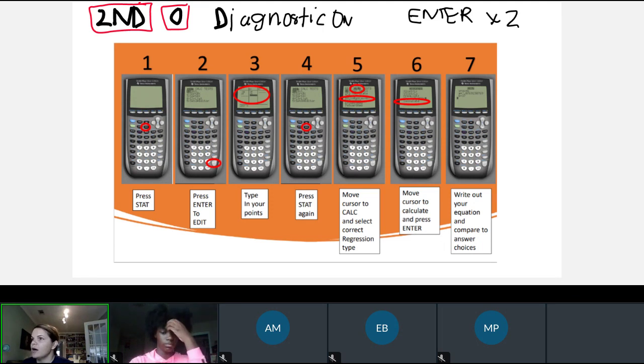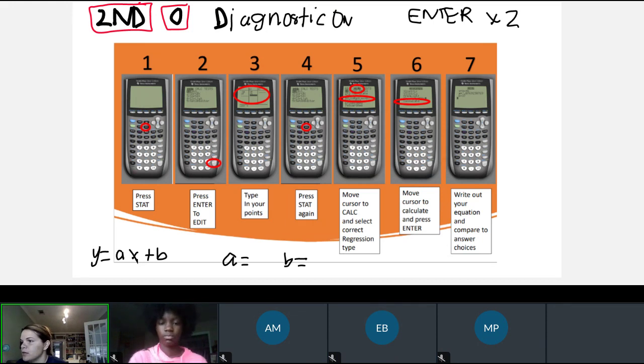Now your function looks like this at the top: y equals ax plus b. Underneath, it gives you a value for A and a value for B. You're going to take that value for A and plug it in. That's your slope. Take your value for B and plug it in. That's your y-intercept. We're rounding to the nearest tenth, so that's one number after the decimal. And you'll just write your equation.